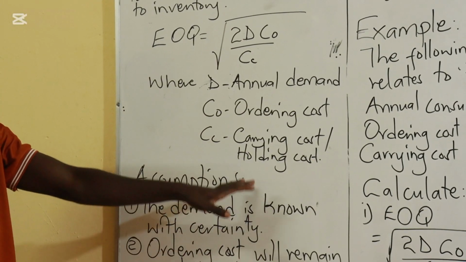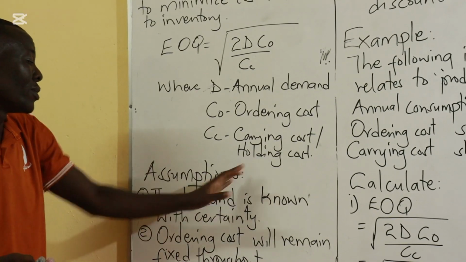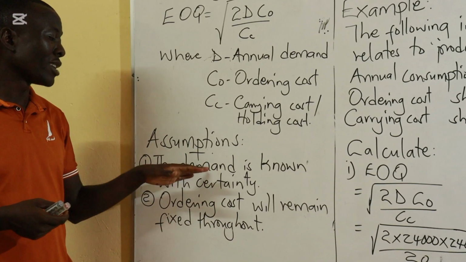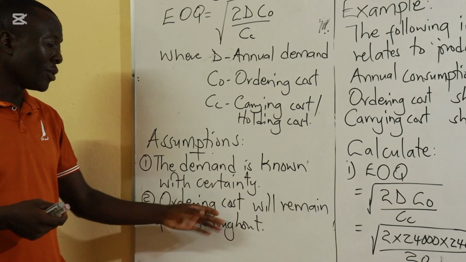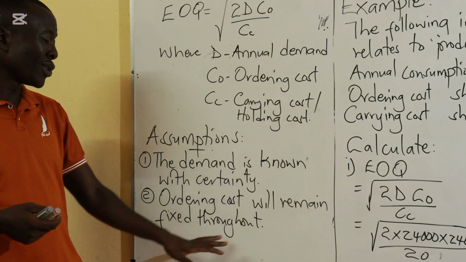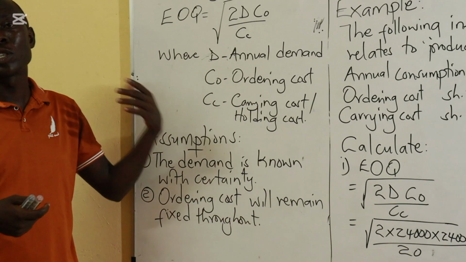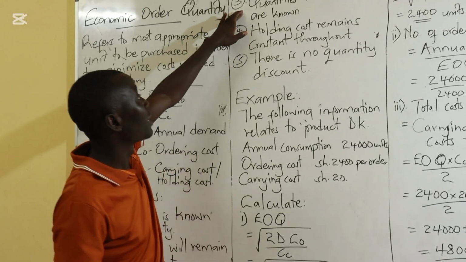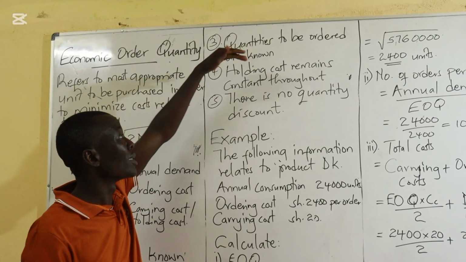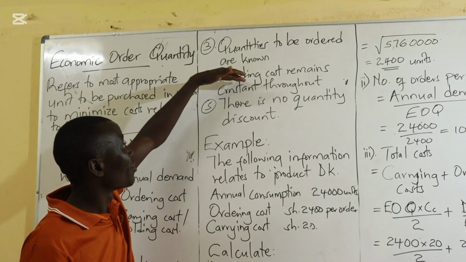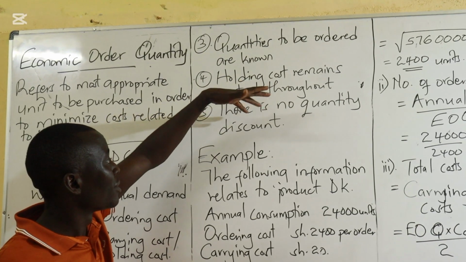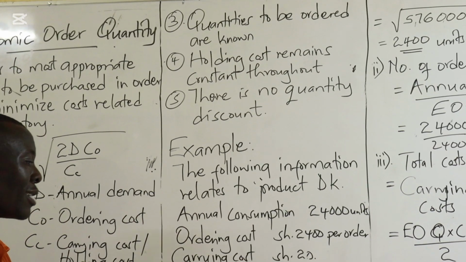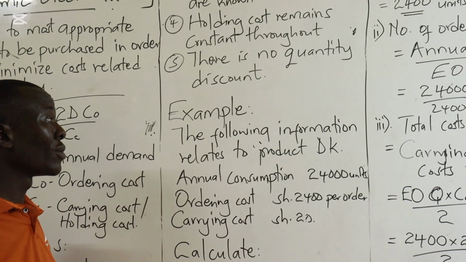The assumptions we make while calculating economic order quantity are: 1, the demand is known with certainty. So we assume that we are given the demand. We also assume that the ordering cost will remain fixed throughout, so that it does not change at any moment during that particular period. The third assumption is that the quantities to be ordered are also known with certainty. Then number 4, the holding cost remains constant. And number 5, there is no quantity discount. That means the purchase cost will not change. And therefore, we'll have an example on how to calculate economic order quantity.